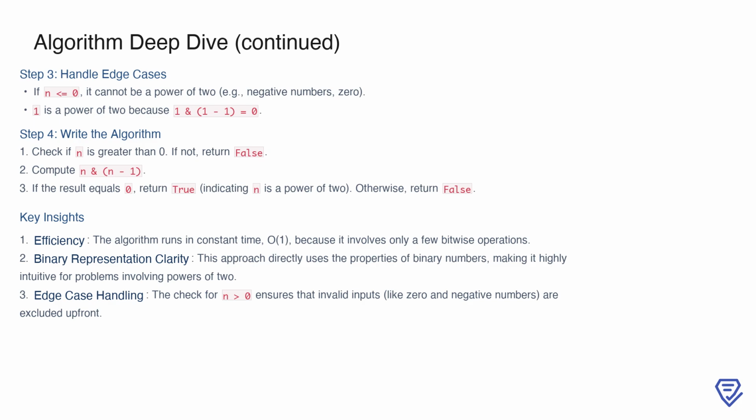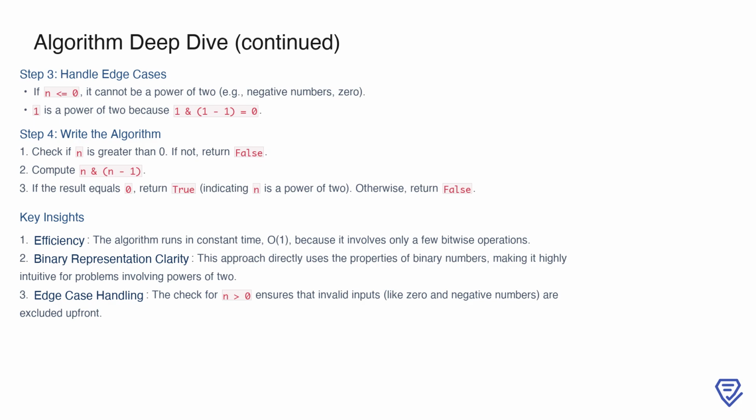With edge cases in mind, we can write the algorithm in just a few steps. First, check if n is greater than 0. If it isn't, return false immediately. Next, compute n AND n-1. If the result is 0, return true, indicating that n is a power of 2, otherwise, return false. This approach is highly efficient, with a time complexity of O(1), since it involves only a few bitwise operations.